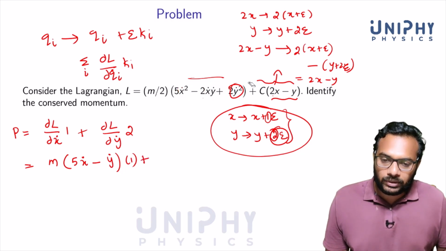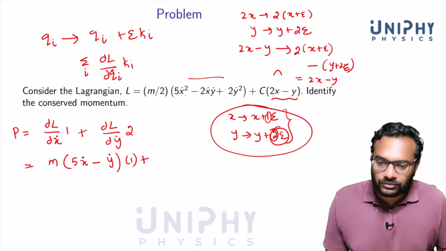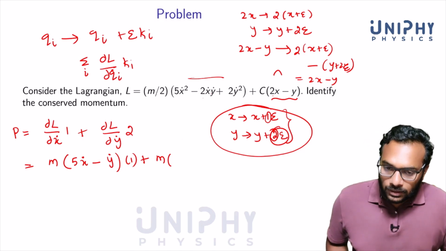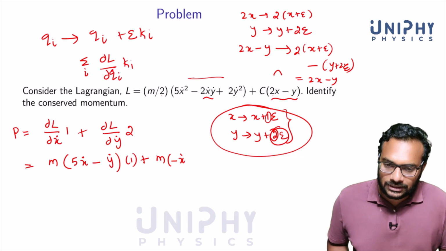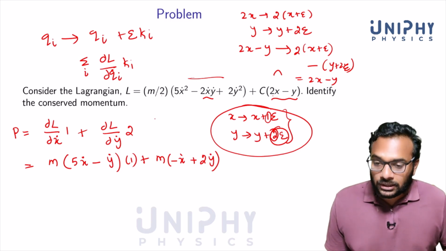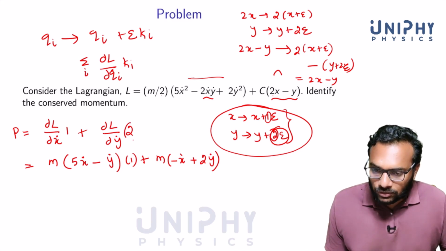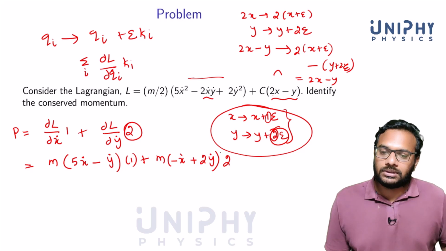What's dou L by dou y dot? Dou L by dou y dot, again we can see from here, is equal to m multiplied by, we get minus x dot from here, because we have cancelled this 2 with this 2, minus x dot plus 2y dot. Don't forget this Ky now. Don't forget this factor 2. This is your conserved quantity.